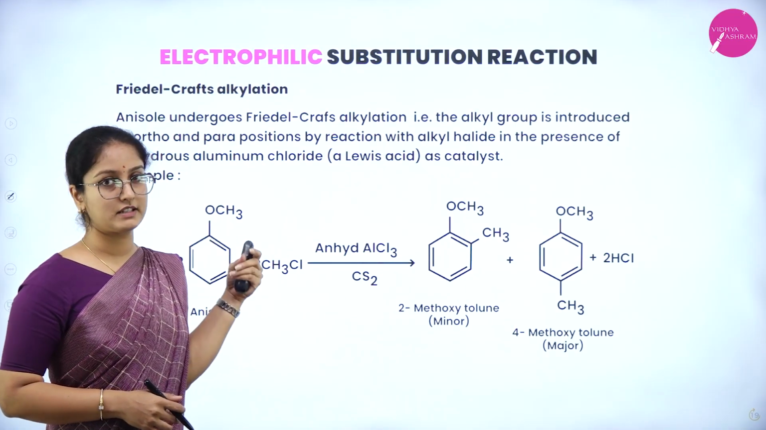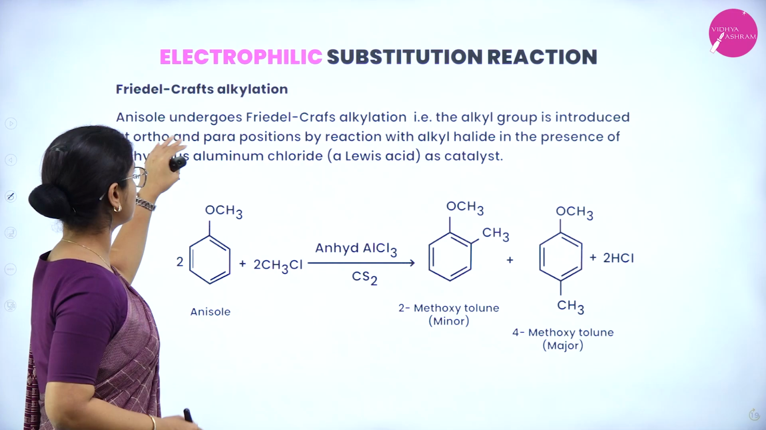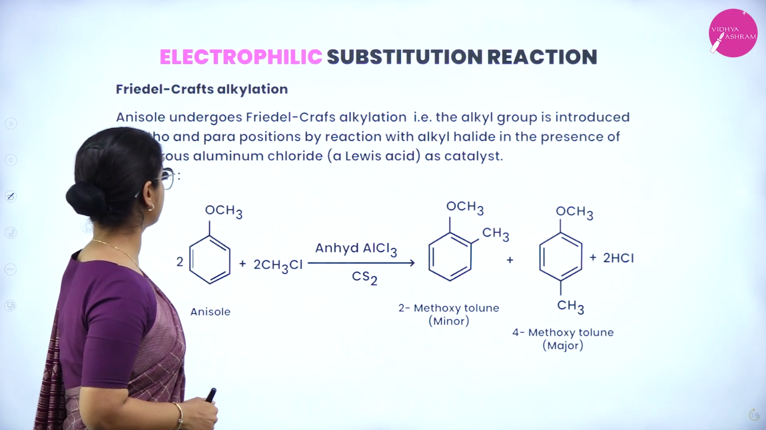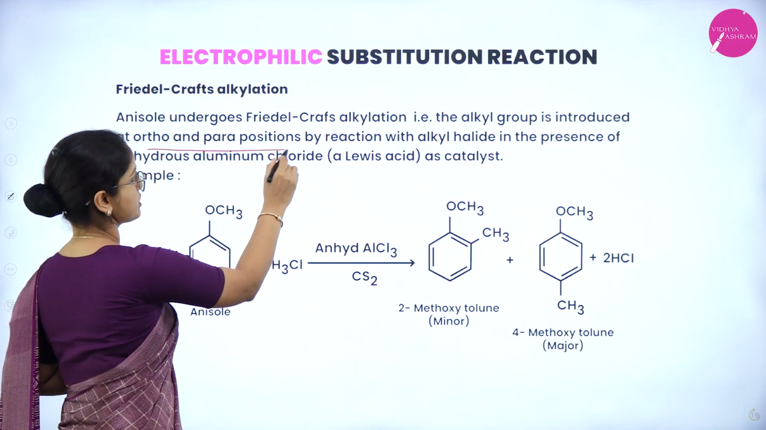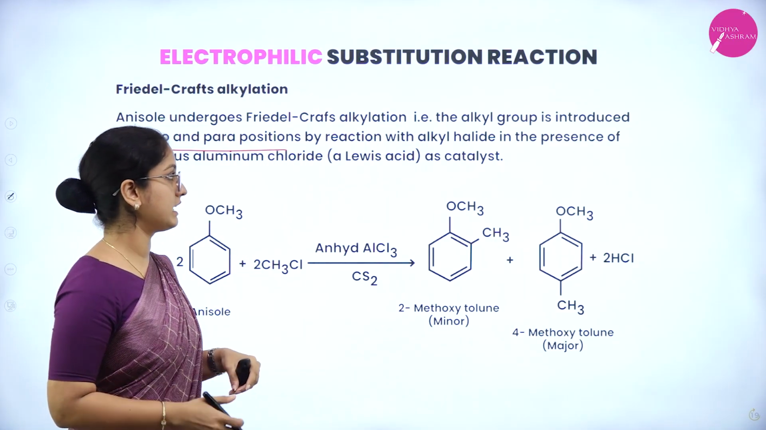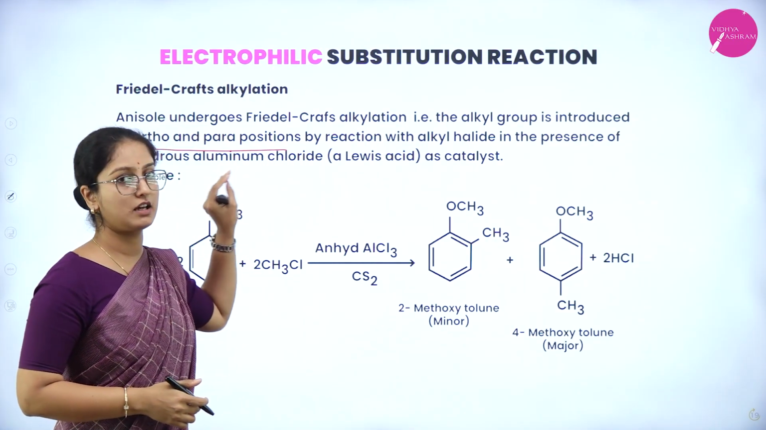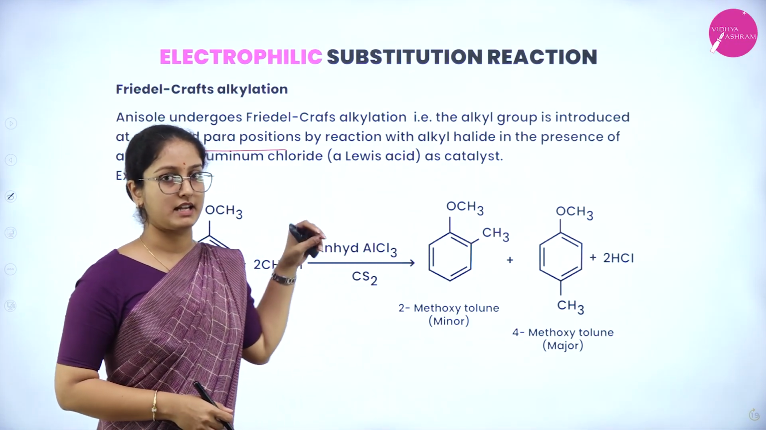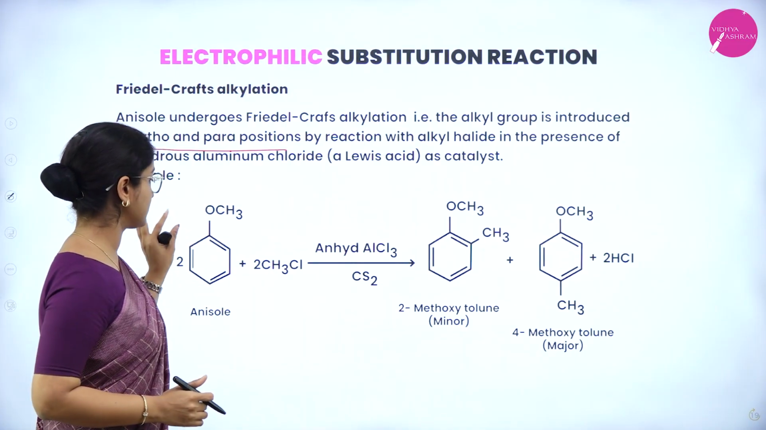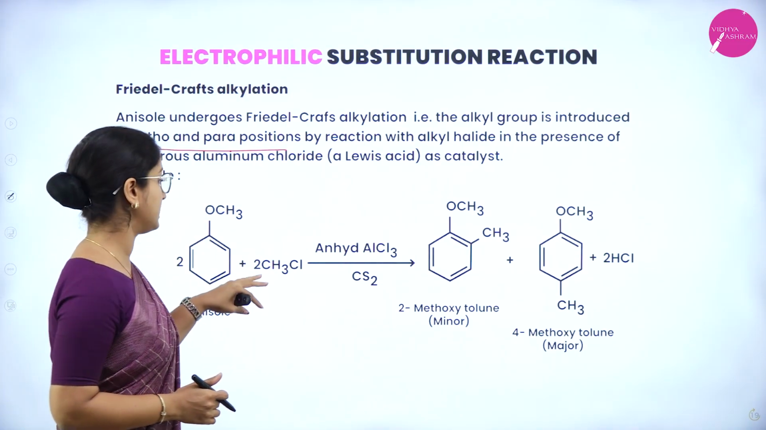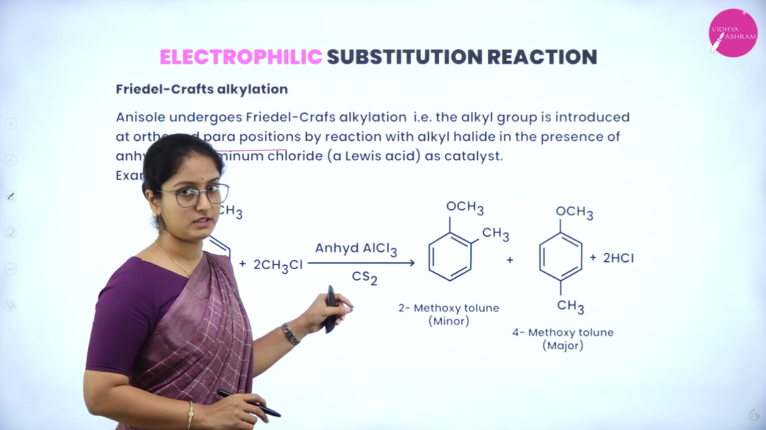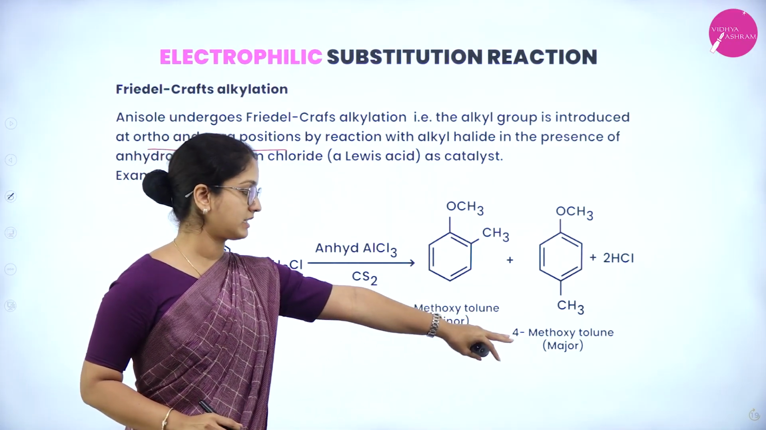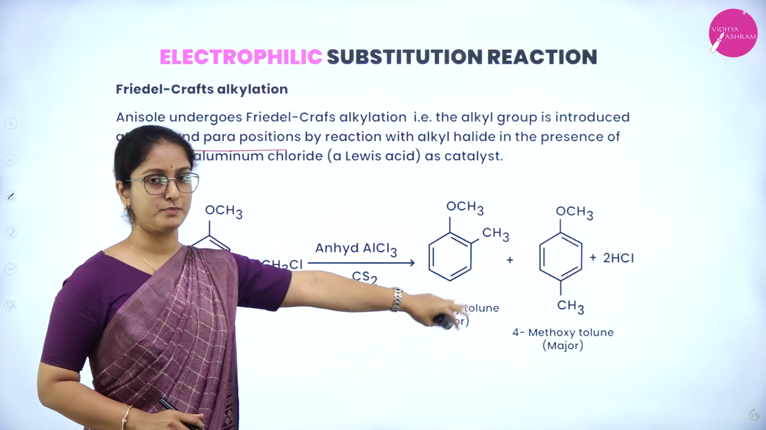Next is Friedel-Crafts alkylation. Anisole undergoes Friedel-Crafts alkylation, in which the alkyl group is introduced at the ortho and para positions by reaction with an alkyl halide in the presence of anhydrous aluminium chloride. It is a Lewis acid which acts as a catalyst in this reaction. Here is an example: anisole with methyl chloride in the presence of aluminium chloride produces 2-methoxytoluene, along with 4-methoxytoluene.